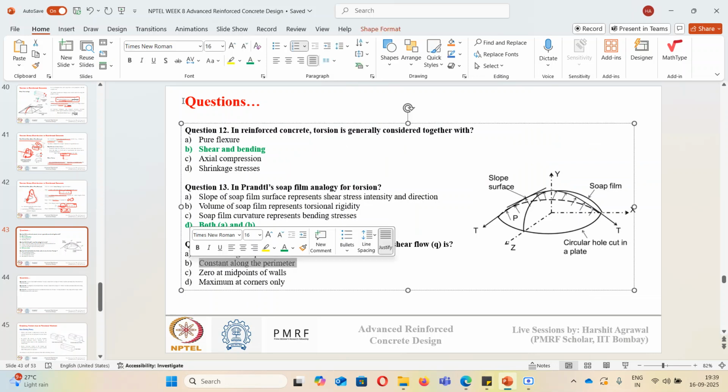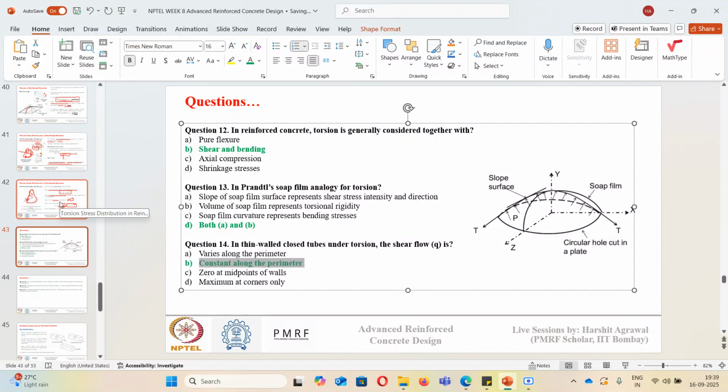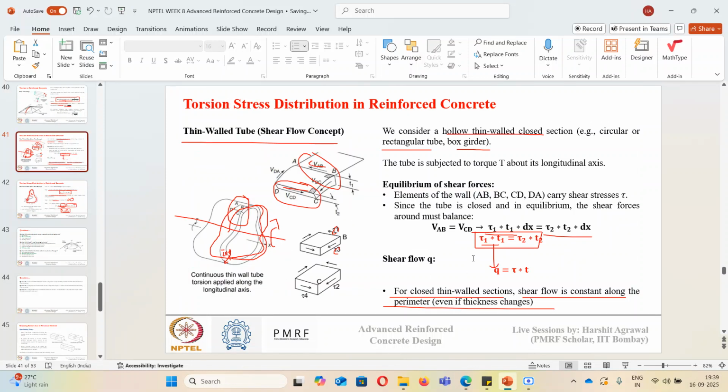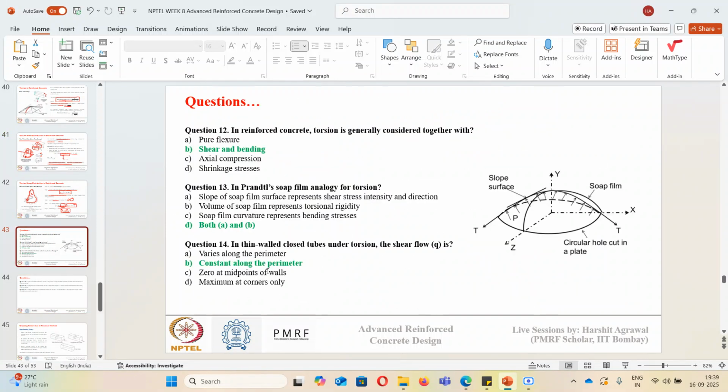We saw shear flow is constant across the element. If you go two slides back, we derived this equation: at any section, tau 1 times t1 is equal to tau 2 times t2. So we say shear flow q is equal to tau times t, and for a closed thin walled cross section, the shear flow is constant along the perimeter. Even if thickness changes, it will remain constant. So that's why the correct answer will be B. Got it?